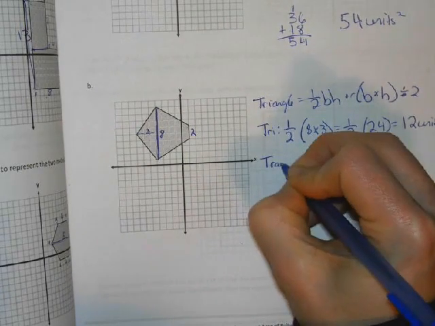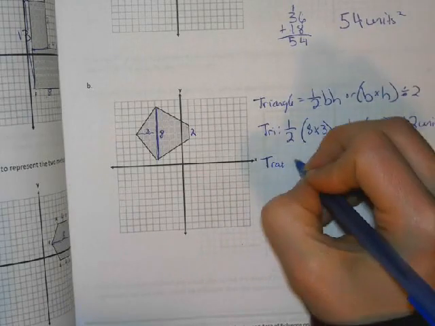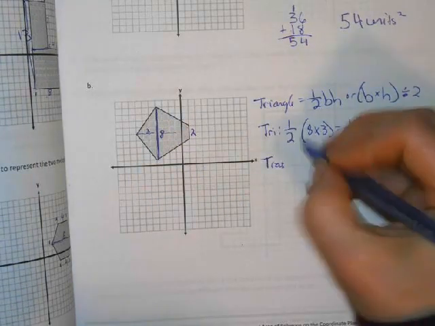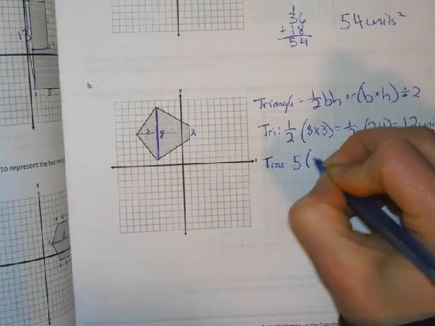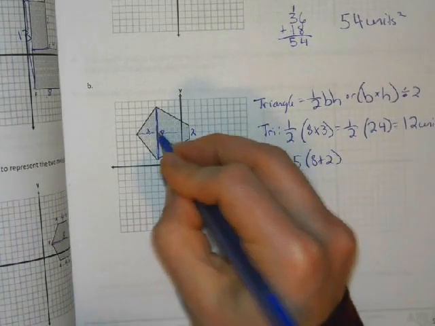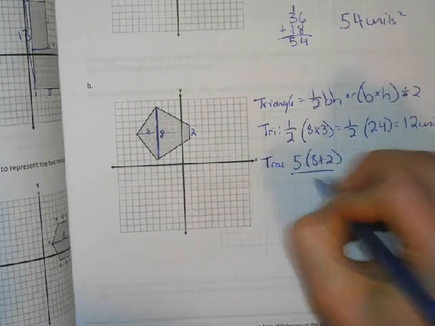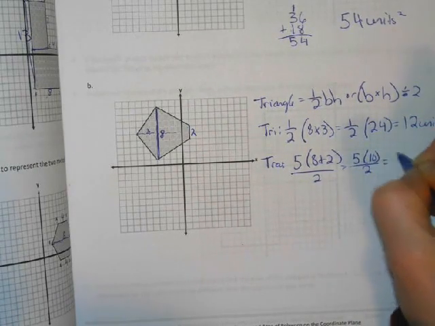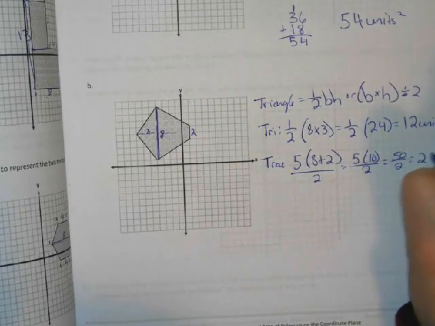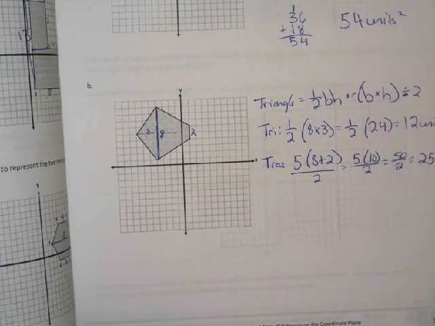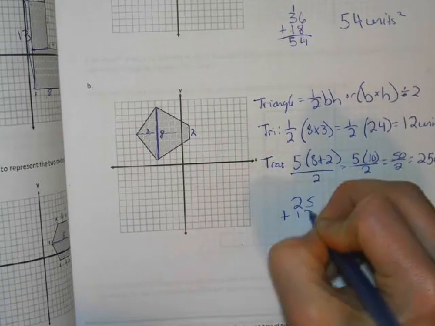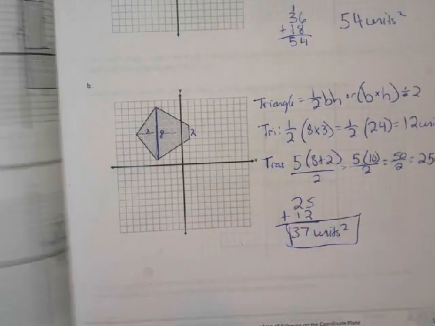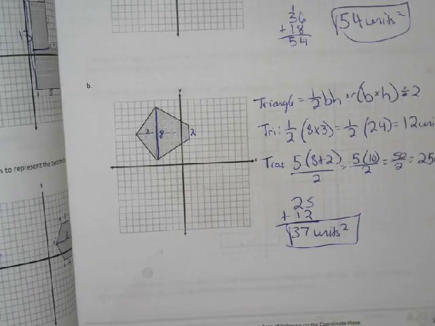And then we have the trapezoid. And our height of our trapezoid would be 1, 2, 3, 4, 5. So we have a height of 5, and 8 plus 2, because those are our two bases. We have base 1, base 2, divided by 2. And that would be 5 times 10 divided by 2, which is 50 divided by 2, which gives me 25 square units. I need to add those together. So I have 25 plus 12. That gives me 37 square units for the area of this pentagon.